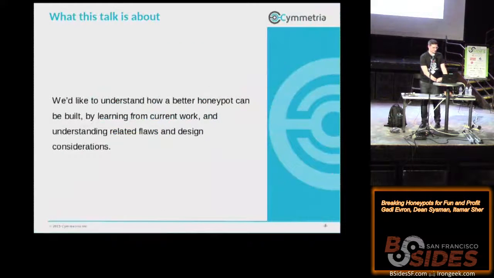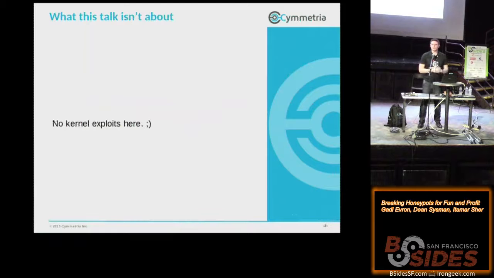Okay, so let's begin. So basically, everybody can see the slides? Great. So we'd like to understand how a better honeypot can be built. We're learning from the current work and understanding their related flaws and design considerations, right? So basically, this talk won't be about finding buffer overflows or stuff like that in honeypots. It would be more like the design principles and how we'd actually like to do a honeypot that works well and actually deceives advanced attackers like we haven't seen over the last few decades since honeypots have been around, right?